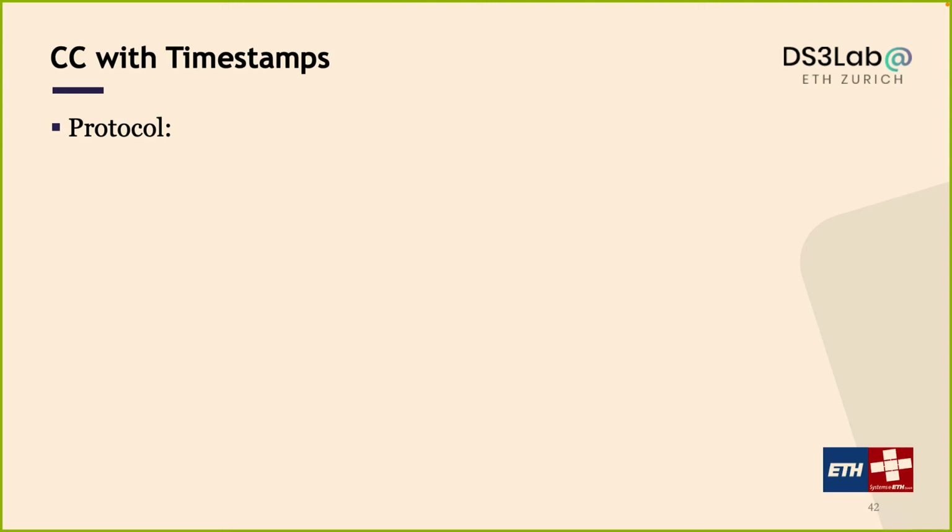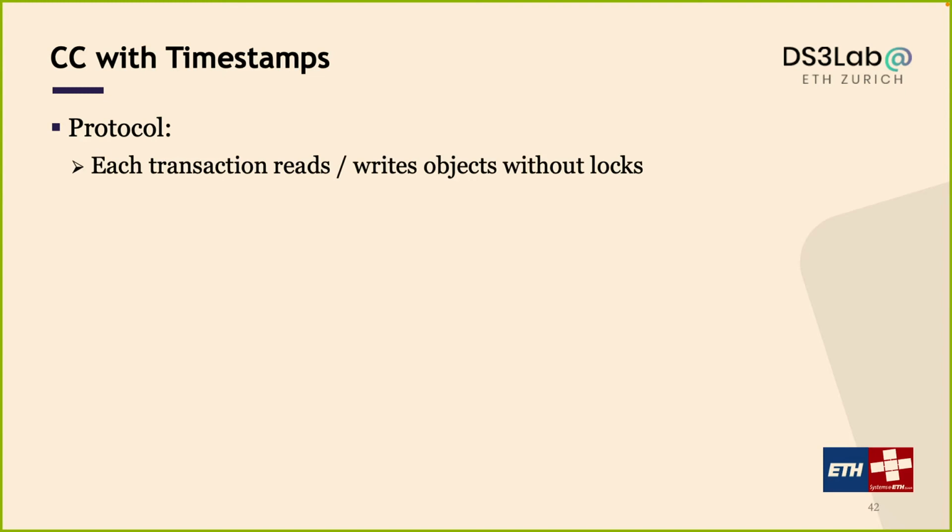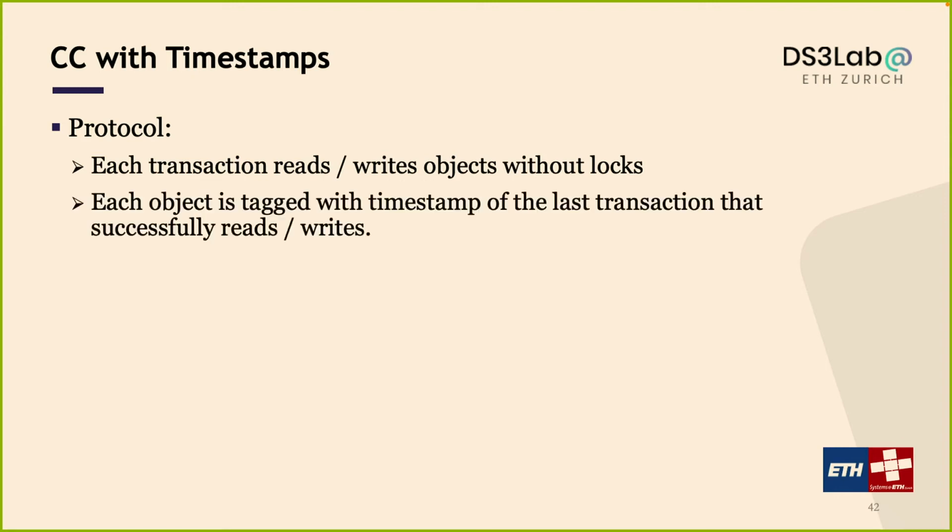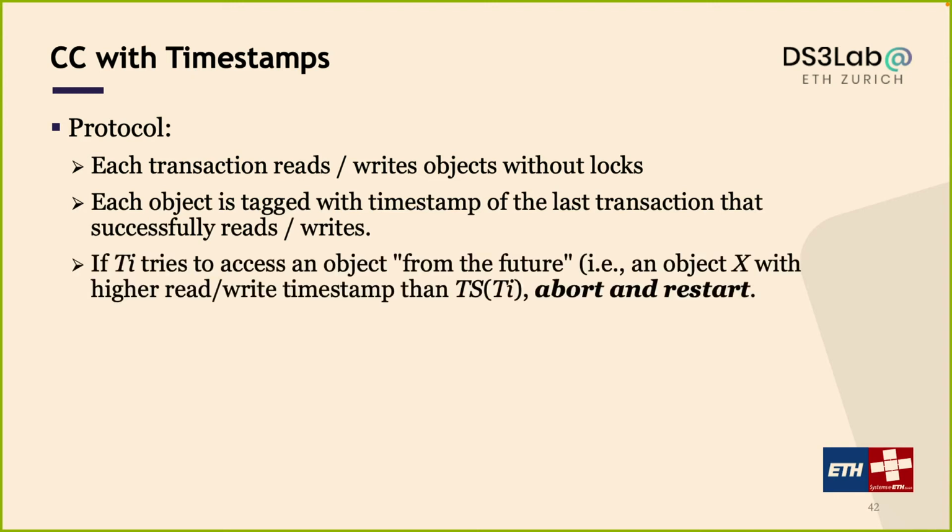Because rollback only happens when you have this non-serializable behavior. So essentially, each transaction reads and writes objects without locks, okay? Without holding any locks. That's read and write. And each object is tagged with the timestamp of the last transaction that did a read and write, the largest timestamp. If Ti tries to access the objects from the future, you abort and restart Ti.